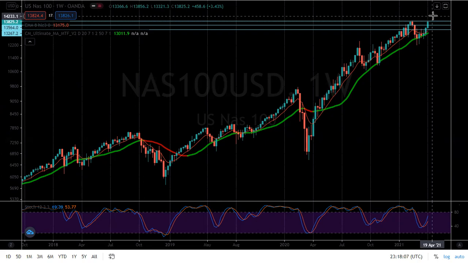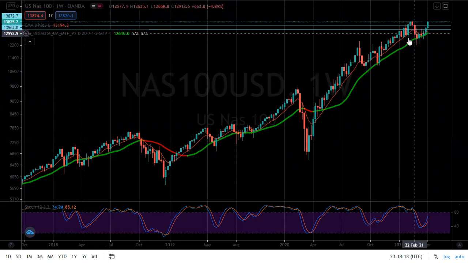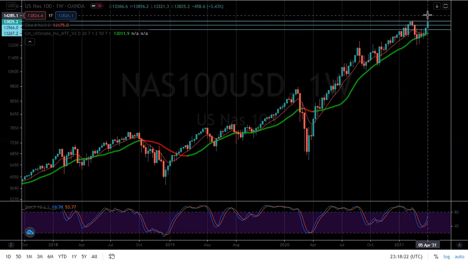We still have good moves. I think on a weekly basis we have a bullish Nasdaq going forward, based on the build up of price into this zone. We see a break of this to the upside. My first target here is at the 14275 area. So with that said, that'll be that for this week.